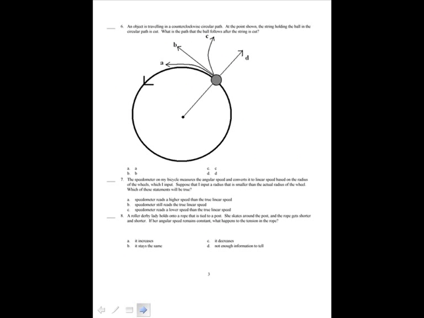An object is traveling in a counterclockwise circular path. At the point shown, the string holding the ball in the circular path is cut. What is the path that the ball follows after the string is cut?